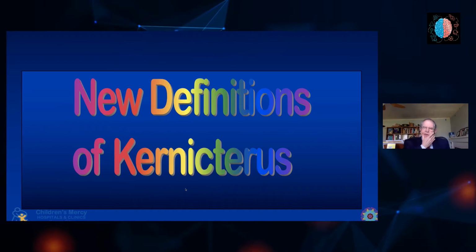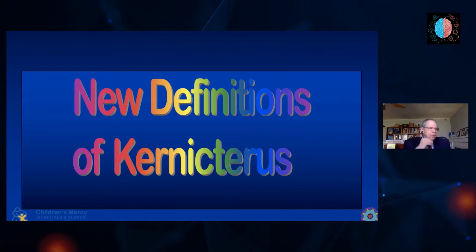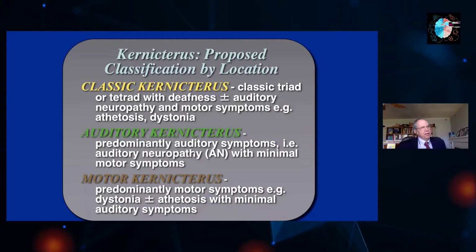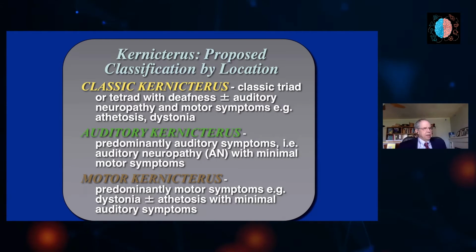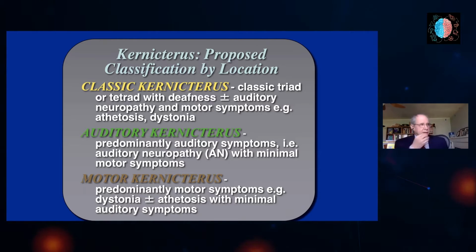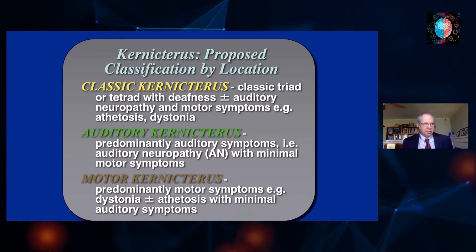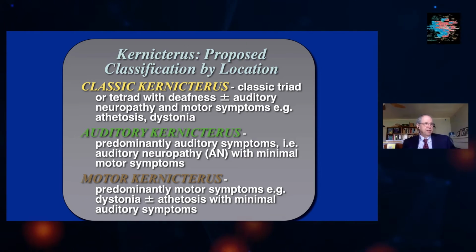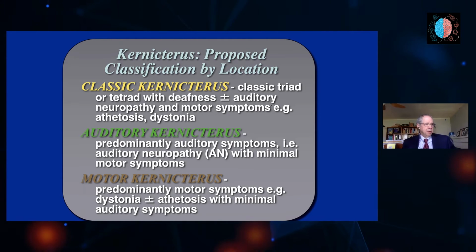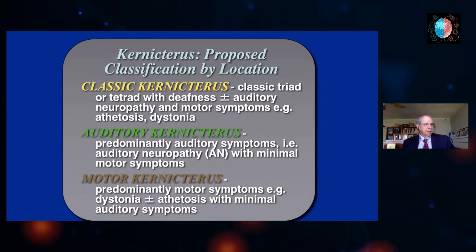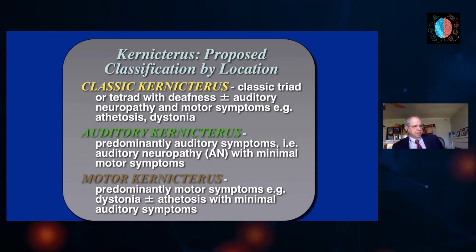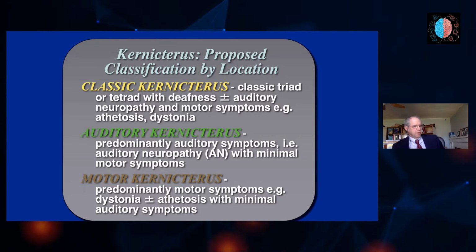So back about 10 or 15 years ago, we talked about some new definitions of kernicterus, and I proposed classifying them by location, either classic or auditory predominant or motor predominant. Now, these aren't the only symptoms of kernicterus, but they're the ones that most cause disability. Classic kernicterus is the classic triad or tetrad of deafness and/or an auditory neuropathy and motor symptoms such as athetosis and dystonia. Auditory kernicterus is predominantly this auditory neuropathy spectrum disorder with minimal motor symptoms, and motor is predominantly motor with minimal auditory symptoms.